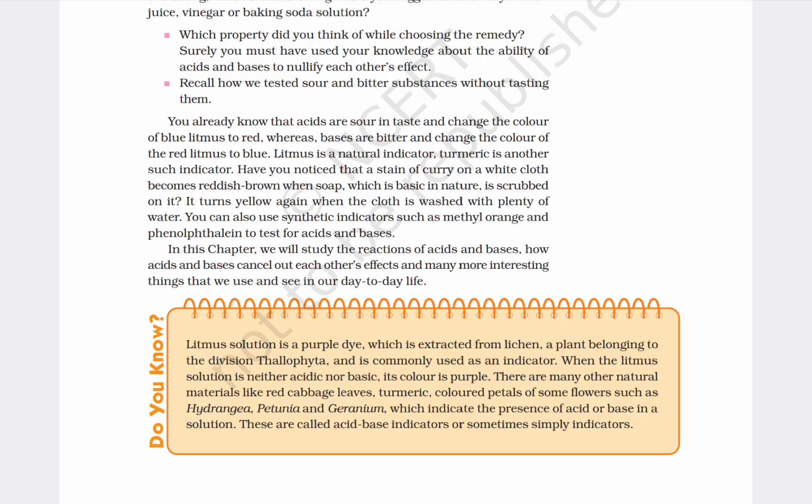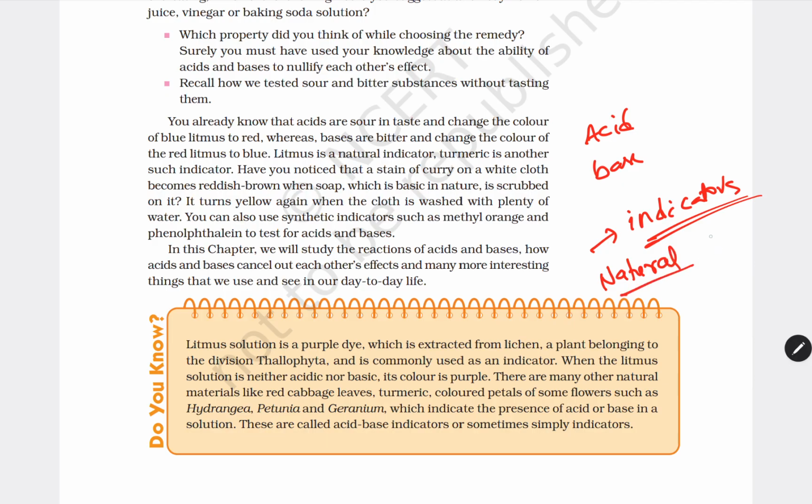So we need some indicators to know whether it is an acid or base or neutral. What are these indicators? They help us to identify whether a particular substance is acid or not, or base or not. We have natural indicators, and chemical indicators are also there. Natural indicators, the best example is turmeric.